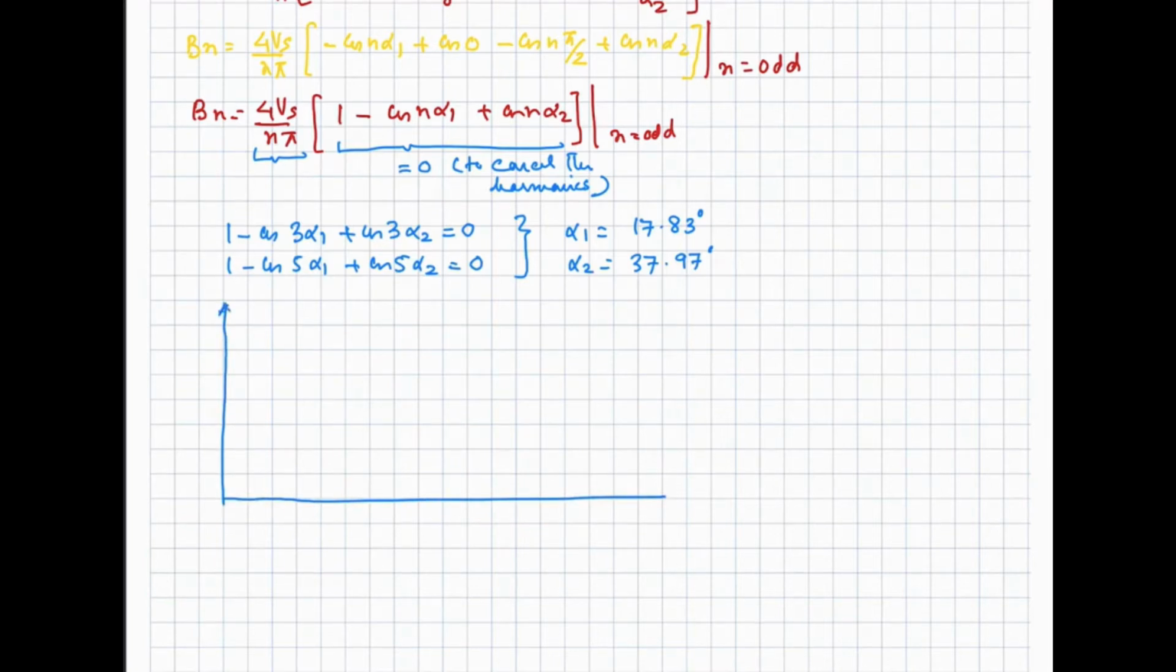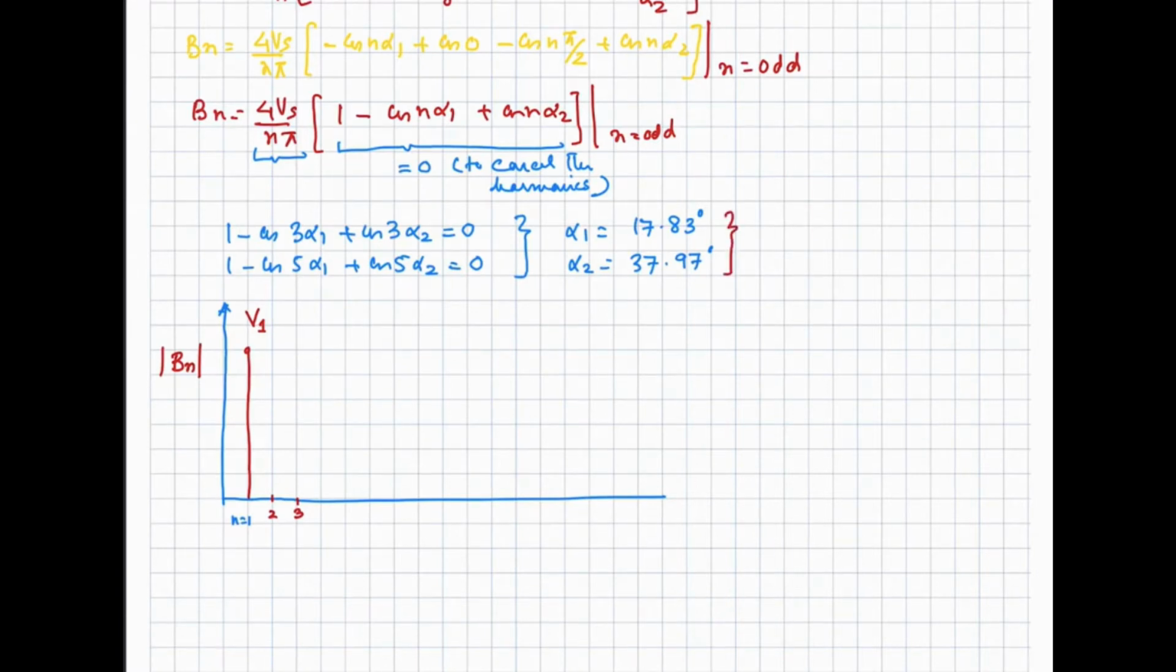Only the fundamental component will exist. Let's suppose it has the magnitude V1. Okay, I am going to sketch Bn over here, and for n equal to 2, no harmonic. The third harmonic is cancelled out because we have calculated these angles alpha 1 and alpha 2 such that there is no third and fifth harmonic.